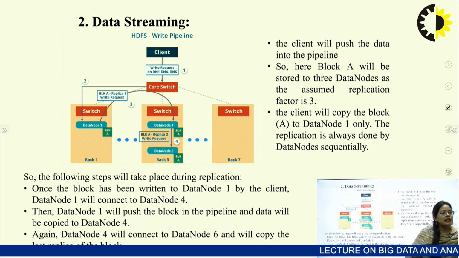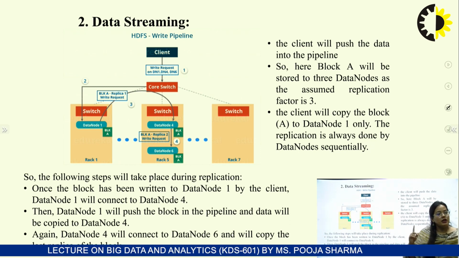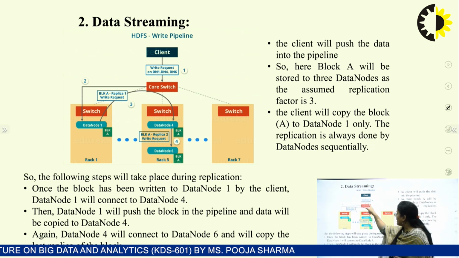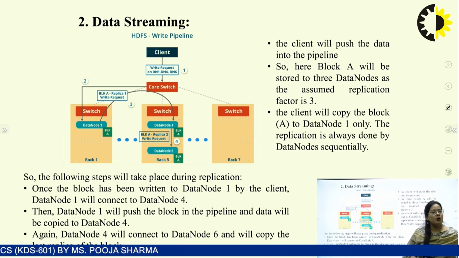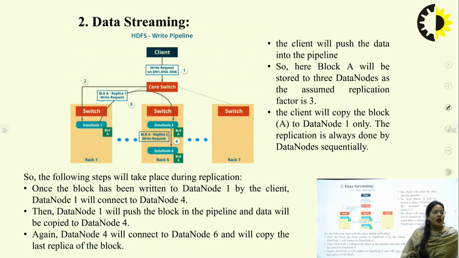So, the following steps will take place during replication. First, once the block has been written to data node 1 by the client, data node 1 will connect to data node 4. Then data node 1 will push the block into the pipeline and the data will be copied to data node 4. Again, data node 4 will connect to data node 6 and will copy the last replica of the block.